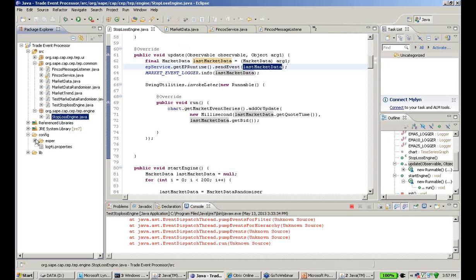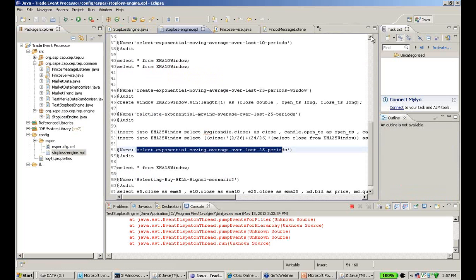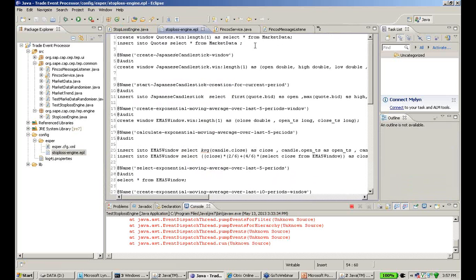There are some queries that we have written. I'll show you those queries. The first query inserts the market data into the quotes window. For every market tick that is coming, we are inserting it into a quote window, and that quote window holds only one event.